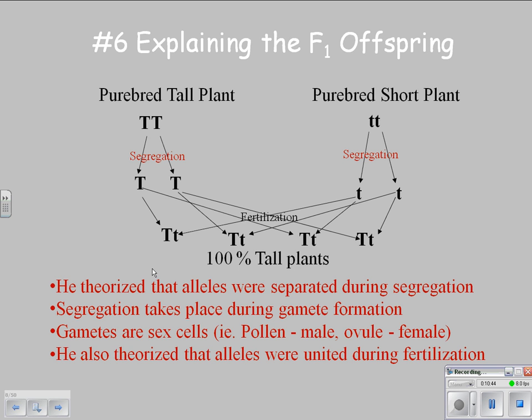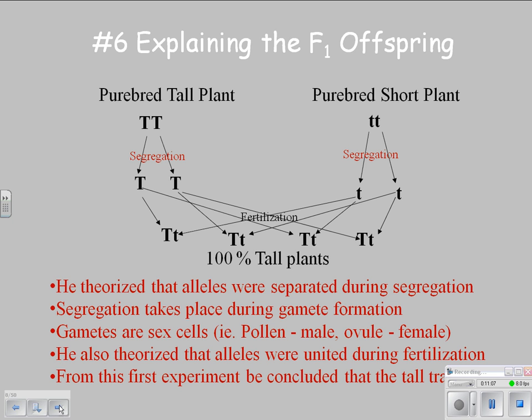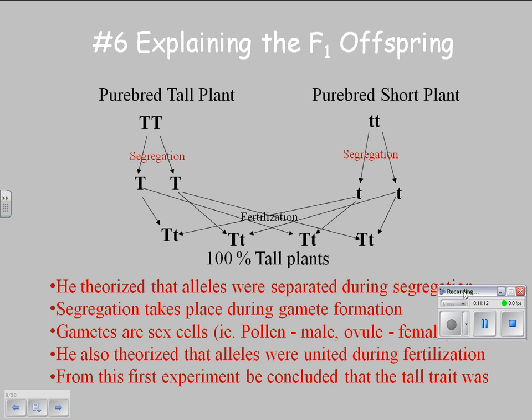So he theorized that alleles were separated during segregation. Segregation takes place during gamete formation. Gametes are sex cells. Pollen is from the male, ovule is from the female. He also theorized that alleles were united during fertilization. From this first experiment, he concluded that the tall trait was dominant to the recessive trait.